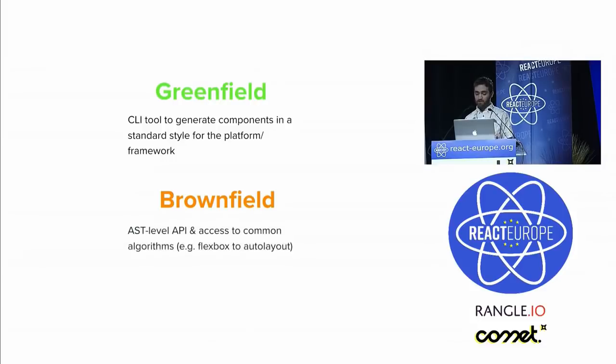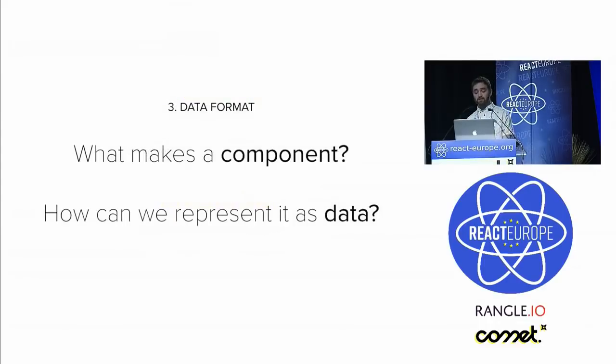And for this, there's an AST level API. So you really get to decide exactly what your generated code will look like. And we provide access to common algorithms. So you don't want to have to do a flexbox to auto layout conversion yourself. It's actually really complicated. But if you can just call into that, get an AST back, put that in your custom AST, it's not too bad. So using that, you can make your code look however you want and have it fit in perfectly with your existing code. Then the last thing, the data format for this.